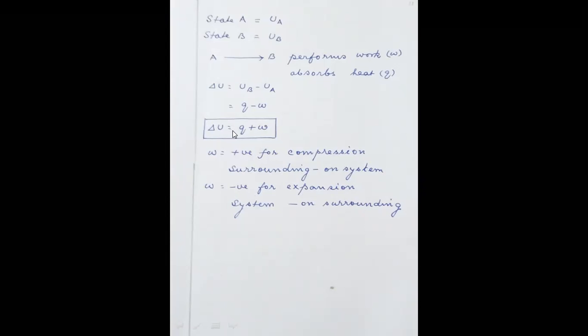So accordingly, this equation will change. It will be delta U equals Q minus W or Q plus W, which depends upon what type of work is done. If the work is done by the surrounding on the system, it will be plus. If the work is done by the system on the surrounding, it will be minus. If it is by the surrounding on the system, it will be plus.